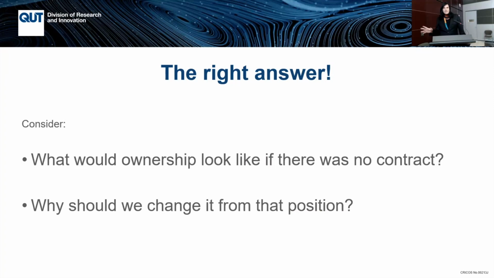But if I take my biased hat off and try and look at it in a reasoned way, then I would suggest that there's probably two questions that you should be asking. The first question is, what would ownership of the IP be like if there was no contract? And once we've figured out what that ownership position would be like, we can then have a few thoughts about why we would want to change it from that position. Because merely by entering into a contract, we do potentially change the position which would exist at law.